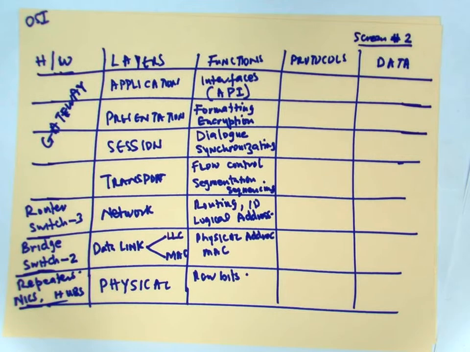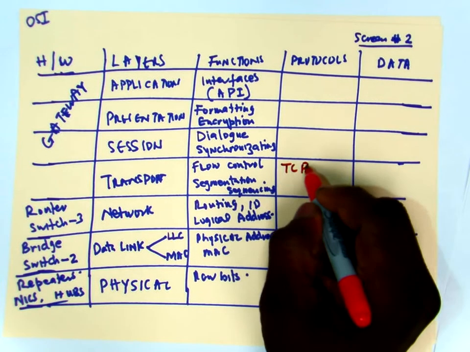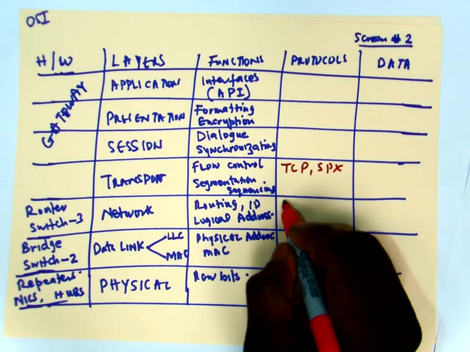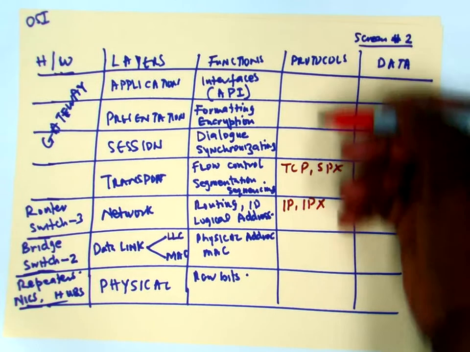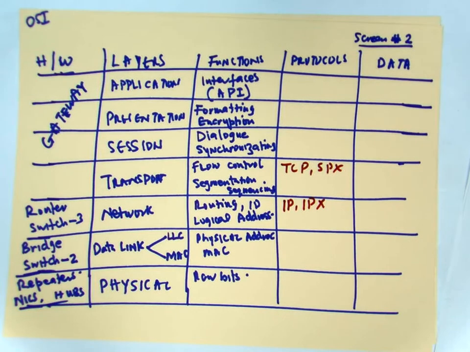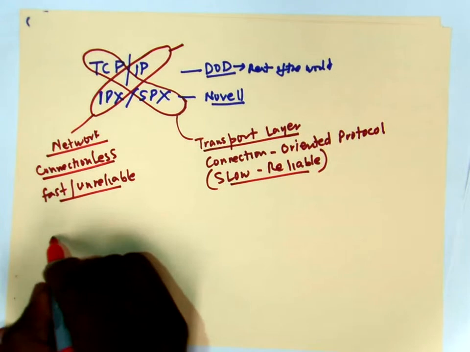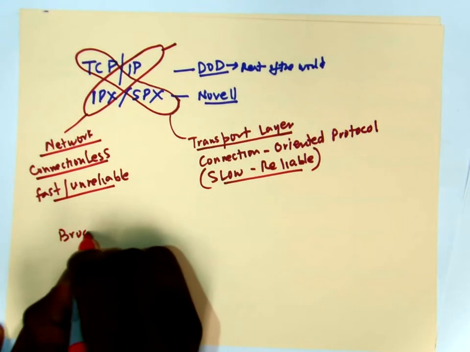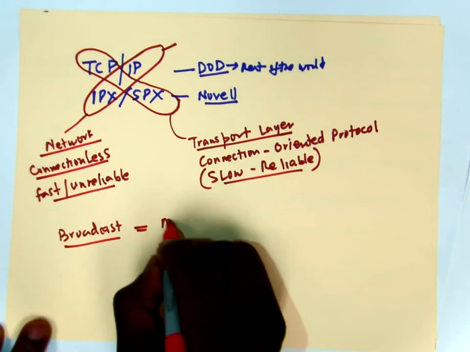So over here now, under transport, I put TCP, SPX. Under networking, I put IP, IPX. See, this is how we're going to fill up the whole thing in just a minute. Just bear with me. There's something called broadcast. So we are going to another protocol now. Broadcast means message to everybody.